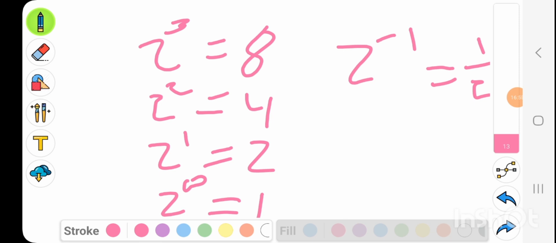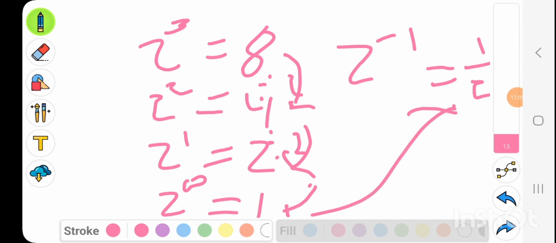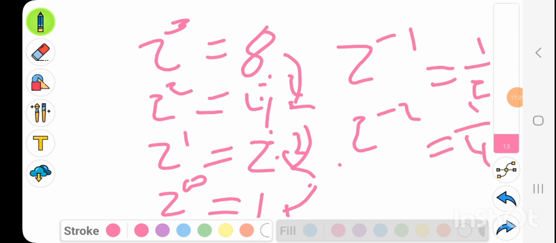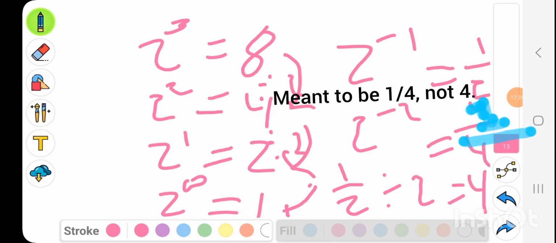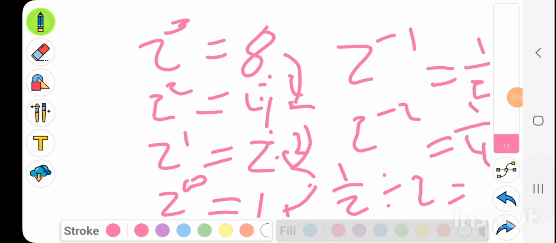Let's see what's going on. So this is obviously dividing by 2 all the time. Divide by 2. This is also divided by 2. And if that's divided by 2, this has to be divided by 2. And 1 divided by 2 is just 1 over 2, which is 0.5. So if you do this again, 2 to the power of negative 2 will just be 1 over 4, because 1 over 2 divided by 2 is 1 over 4. Wow, that's simple, guys.